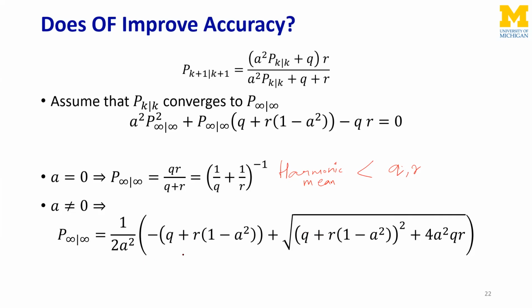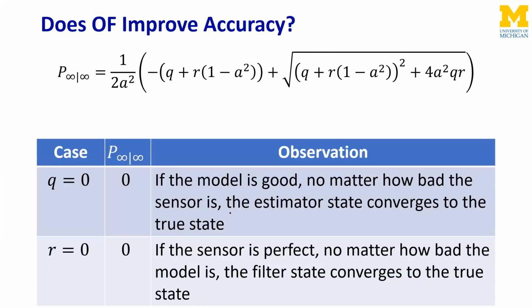This is nothing but minus B plus minus. I just use the quadratic formula to write this term. So like I said, we throw away the negative, we just keep the positive one. And then we stare at this equation and we try to draw some conclusions. So we look at some special cases.